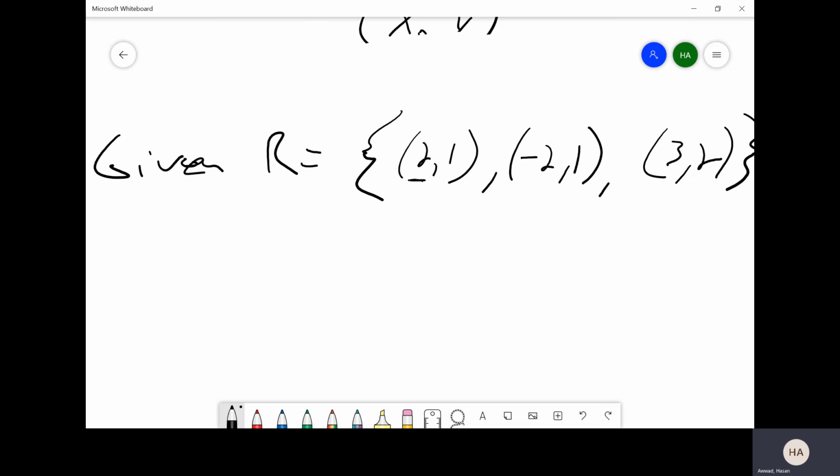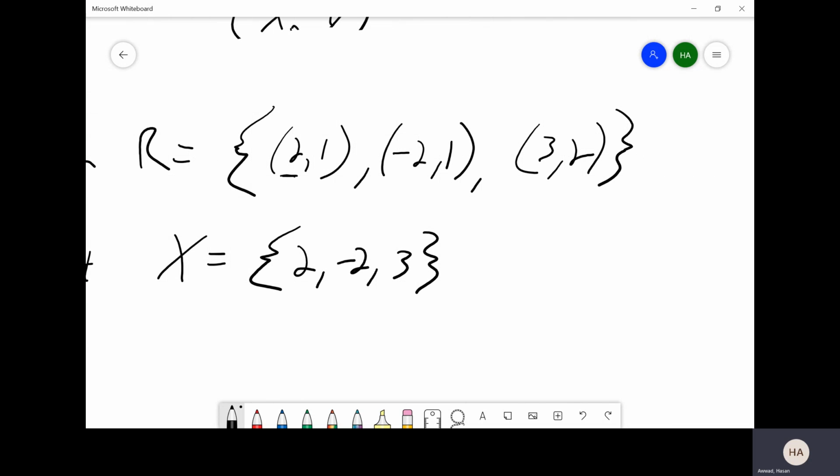So we could say the domain of R is essentially the list of the first components. I'm going to call that set capital X, because I'm trying to remain consistent, since we generally call that the X component. So my domain is 2, negative 2, and 3. Again, 2, negative 2, and 3. Those are all of my inputs.